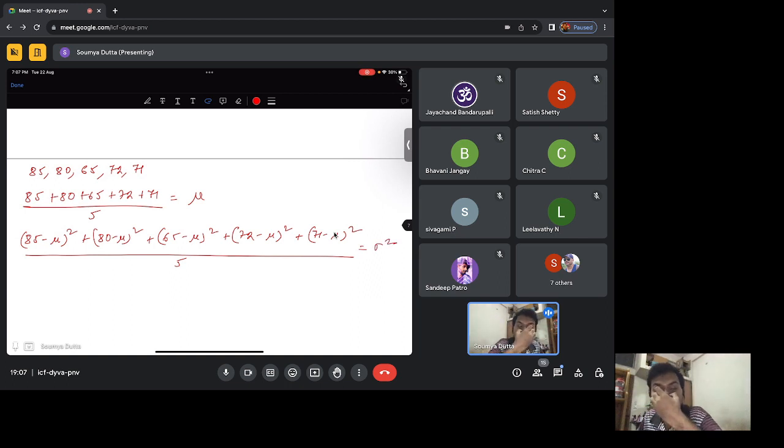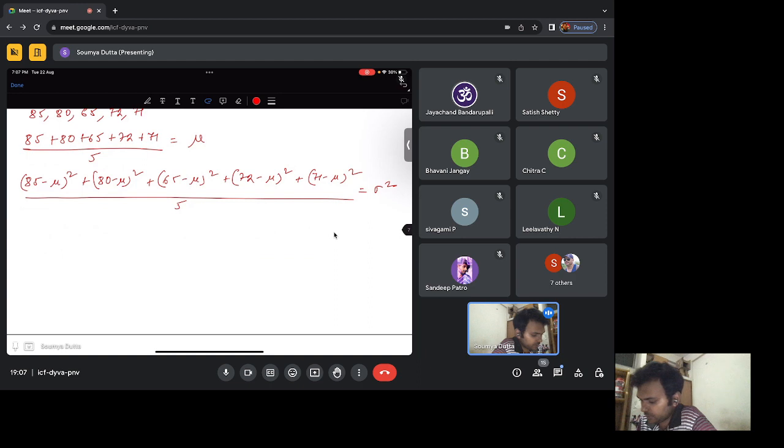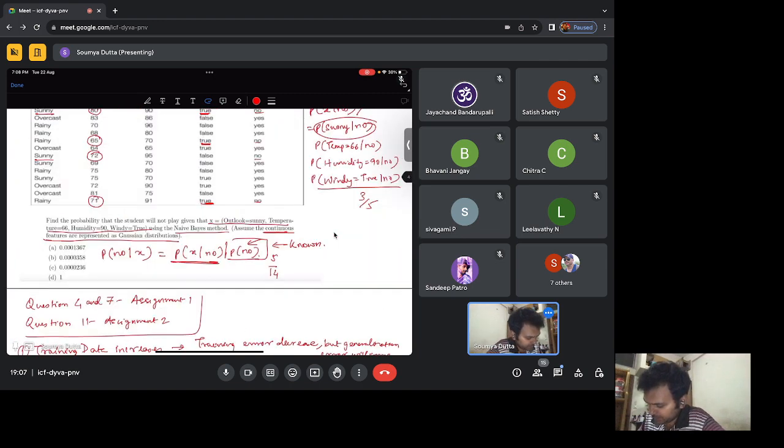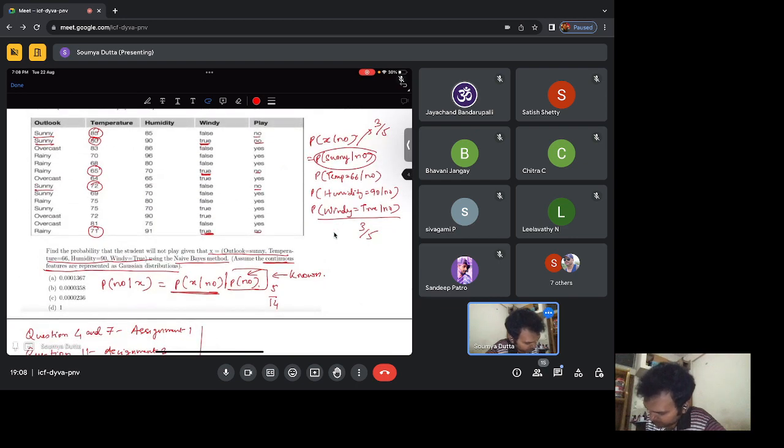Okay, so now you have got the mean. These are normal simple calculations, you do it and you will get mu and sigma square. Once you get mu and sigma square, then you know that the temperature is Gaussian distributed, and therefore you just need to put the Gaussian distribution expression here: 1 by root 2 pi sigma square, e to the power minus half, x minus mu whole square by sigma square. Okay, this is what you will need to do.